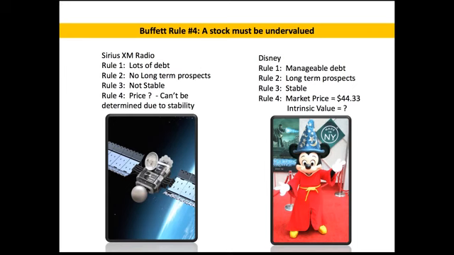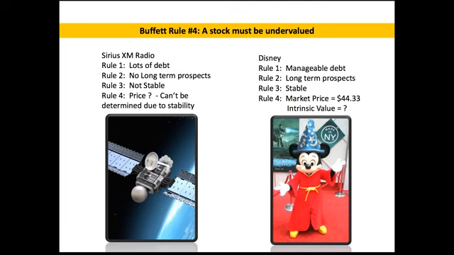So since that rule wasn't met, immediately we'd be done looking at Sirius, and we wouldn't go any further as far as assessing its value. But we'll continue to go down through the rules so we can do a comparison. Now, with respect to Disney on the first rule, we looked at their debt, and it was manageable through all the last 10 years, and the forecast looked like it was going to be more of the same.